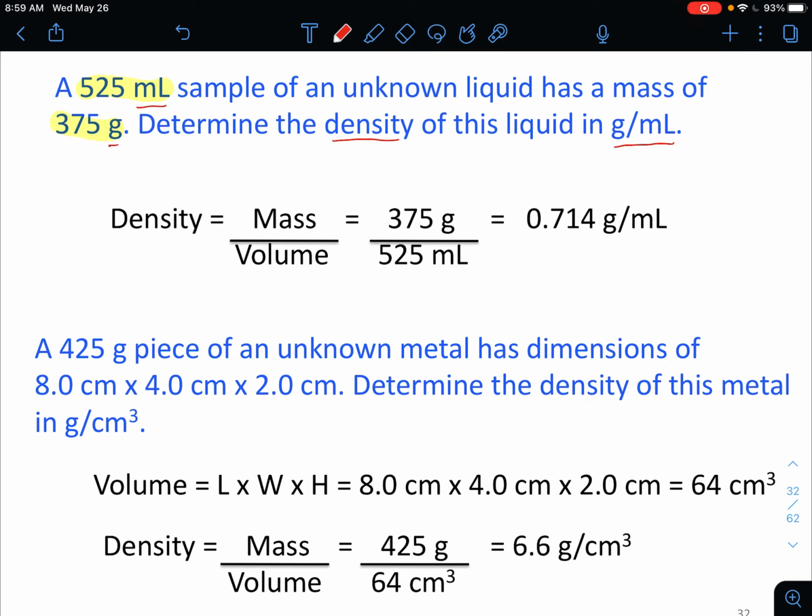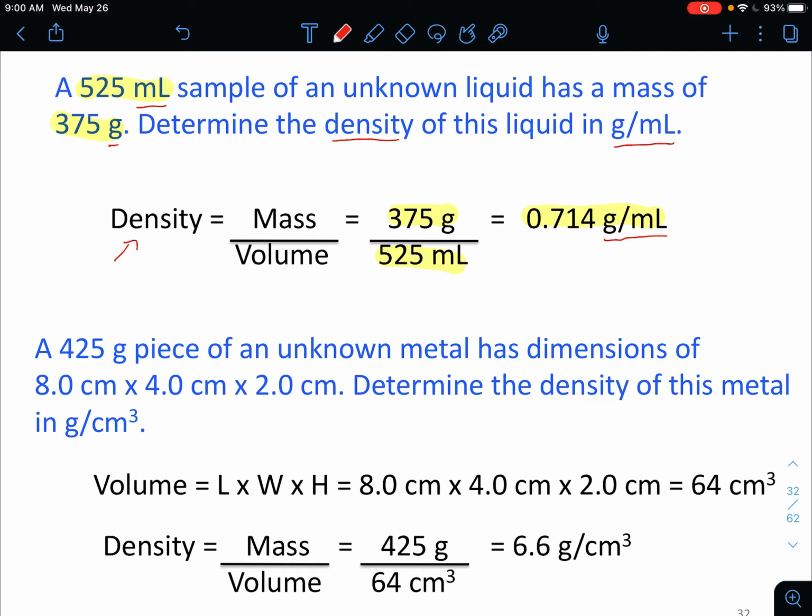We have grams and milliliters, so nothing to worry about with units. Really, we're just using the definition of density, which is mass over volume. We plug in the mass that's given, plug in the volume that's given, and doing that division, we get that the density of this liquid is 0.714 grams per milliliter. That's what we call a compound unit, right? It's made up of two different units. That's what density is going to be.